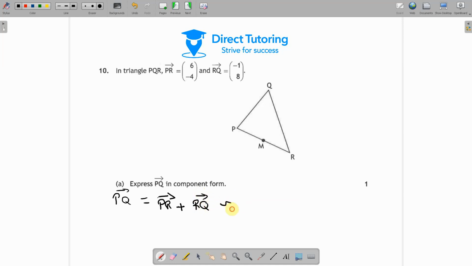So if we substitute in the values, we have PR is 6 and minus 4, plus, and then it's going to be minus 1 and 8. So 6 plus minus 1 will give you 5, and minus 4 plus 8 will give you 4.